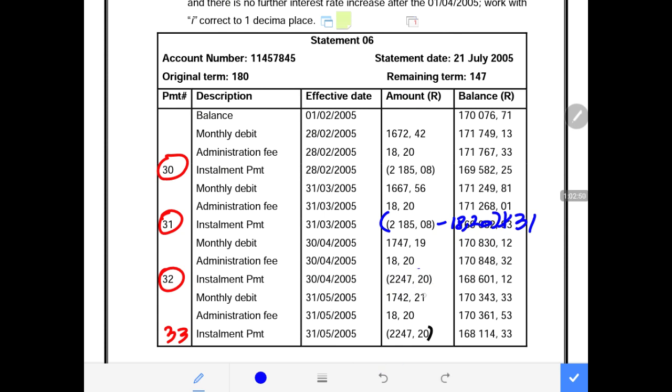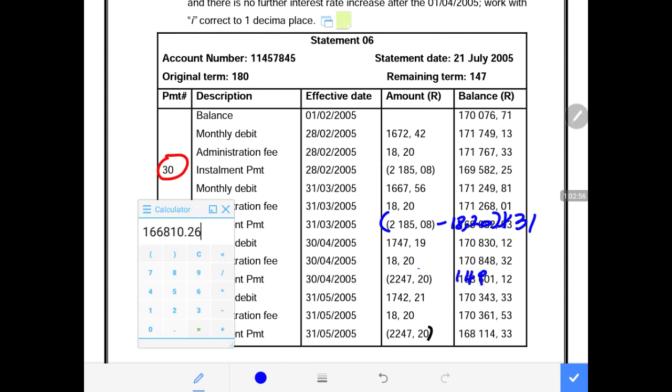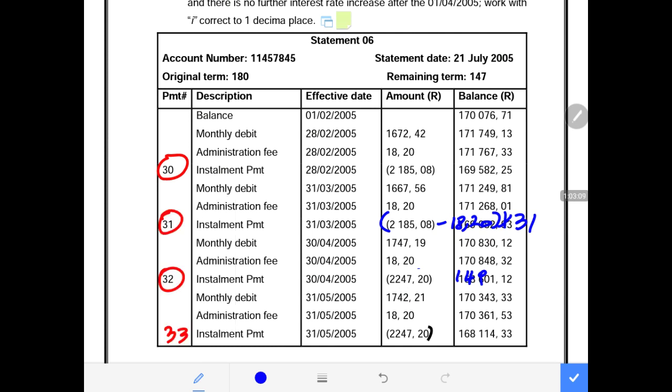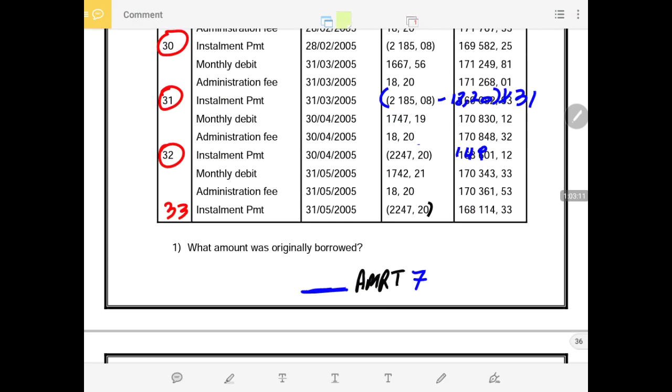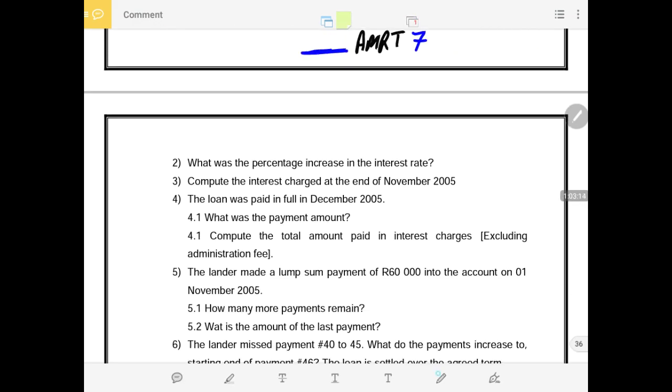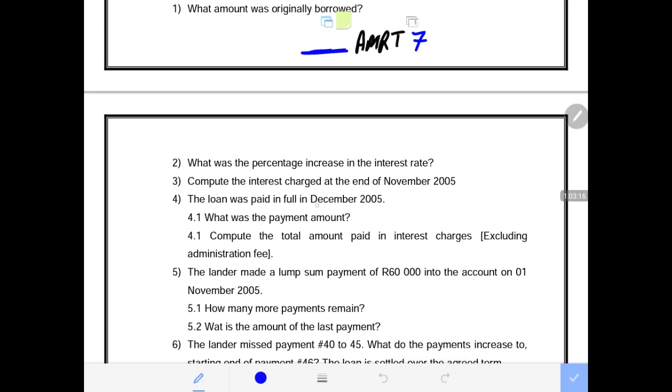2,247 monthly payments. And how many is going to make? 149, if you remember. Where is that 149 coming from? We said 180 minus 31 payments. So it's going to make 149 payments of this 2,247. But the requirement is requiring us to calculate how much interest was charged. Up until when? Up until December only. Take note of that.